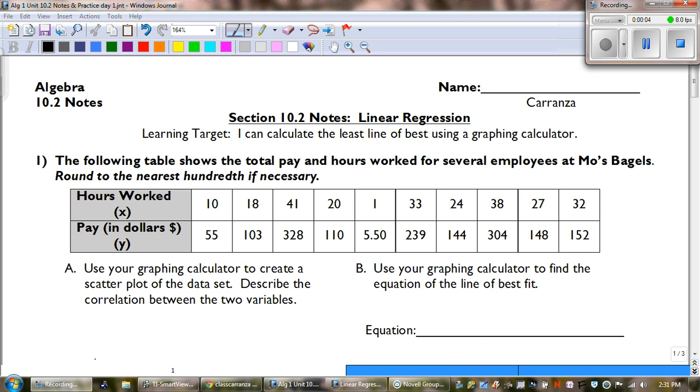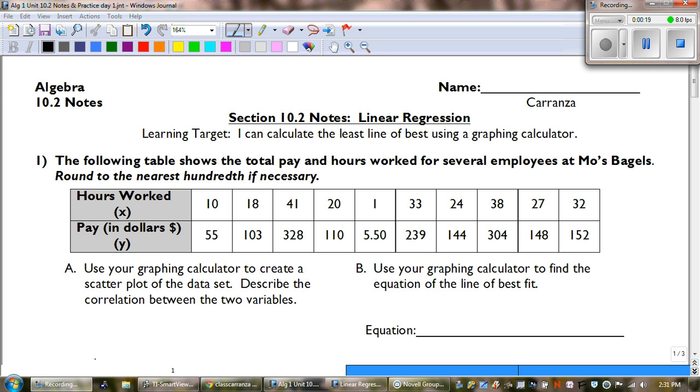Hey guys, this is Mr. Grice for Algebra Unit 10.2 Notes. Today we're talking about linear regression. Our learning target today is to calculate the least squares line of best fit using a graphing calculator.